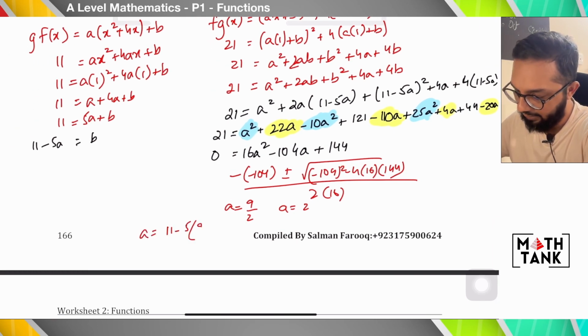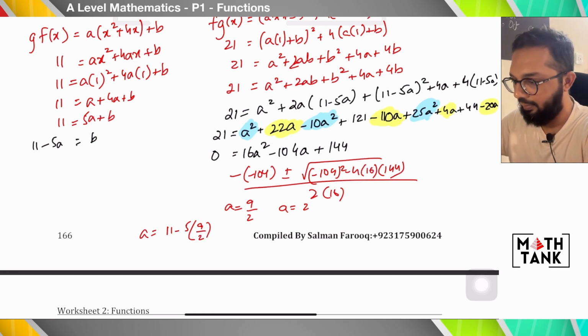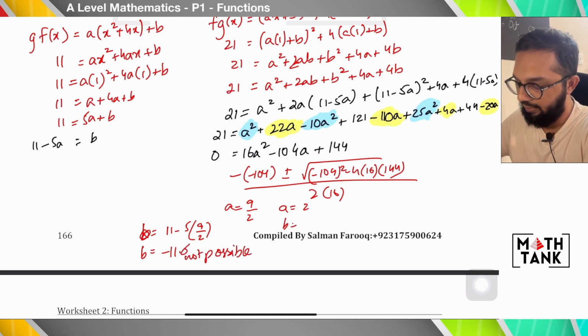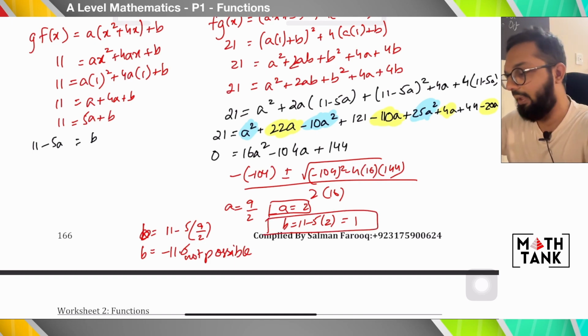11 minus 5 times 9 over 2. Okay, so this comes out as negative. So b is minus 11.5, which is not possible because they have to be positive. So b is basically 11 minus 5 times 2, which is 1. So a equals 2 and b equals 1. Those are the final answers.